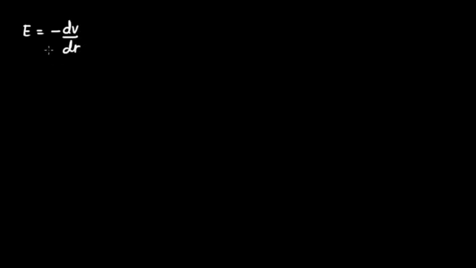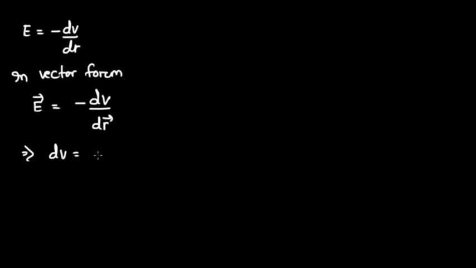You may ask me that electric field is a vector quantity, but on the right side we don't have any vector symbol. Then how is it possible? So in vector form, I can write that E vector is equal to minus dV by dr vector, because dr is the displacement. It is a vector quantity, not a scalar quantity. So E vector is equal to minus dV by dr vector. That implies dV is equal to minus E dot dr, E vector dot dr vector.